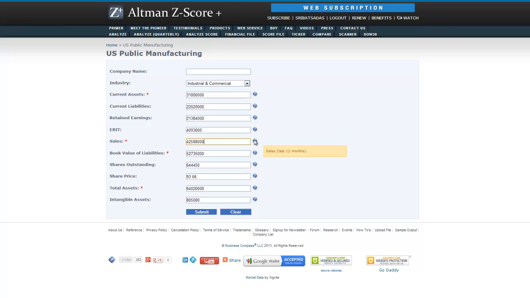Here is a help button that tells you what the definition is, and the rest are balance sheet items, they are snapshot items. In case you have the net working capital, just enter that into the current assets and enter 0 in the total liabilities. And here all the units except the share price can be in the same units, they can be in thousands, millions, or billions. So now after you enter the data, let's hit submit.